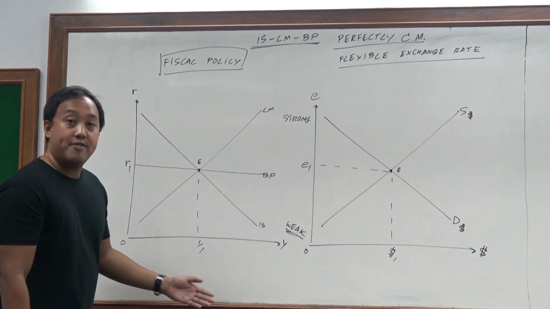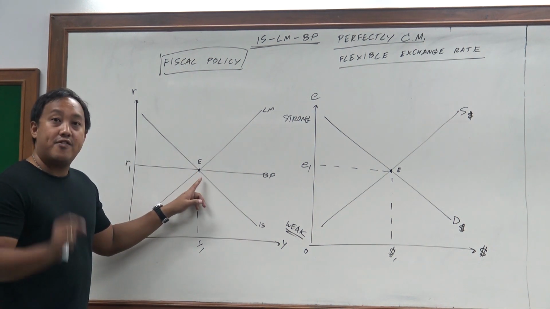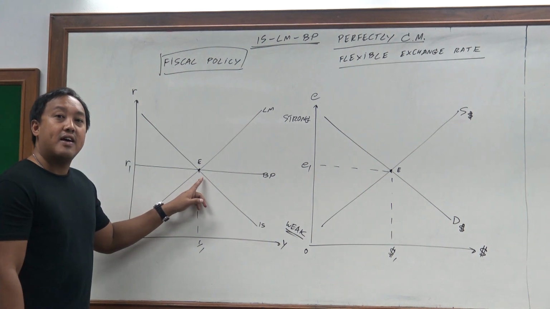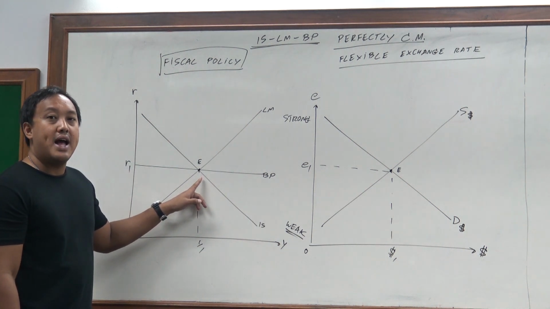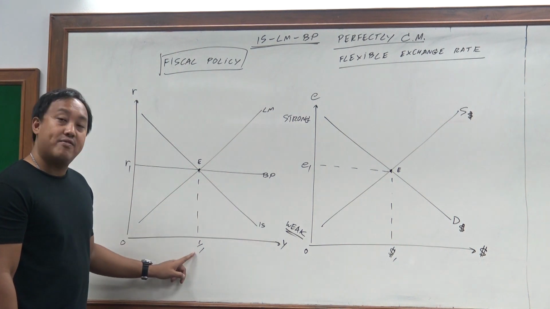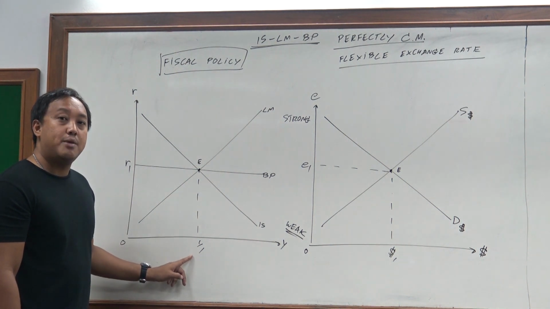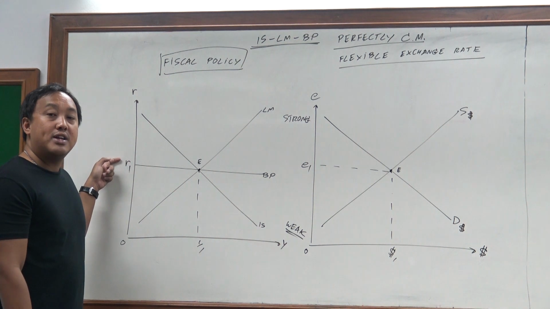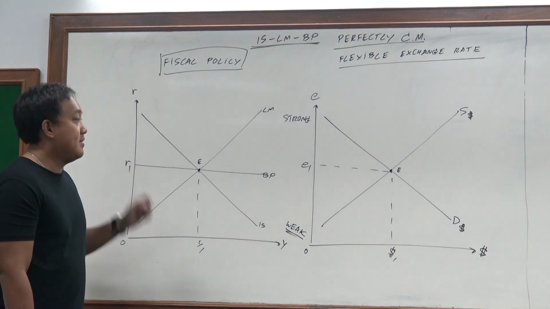So we have three curves that intersect each other. We have the equilibrium right here, E. The IS intersects with LM and intersects with BP. You have Y, and at the equilibrium point the GDP is Y1. You have the real interest rate, and at the equilibrium point you have R1.